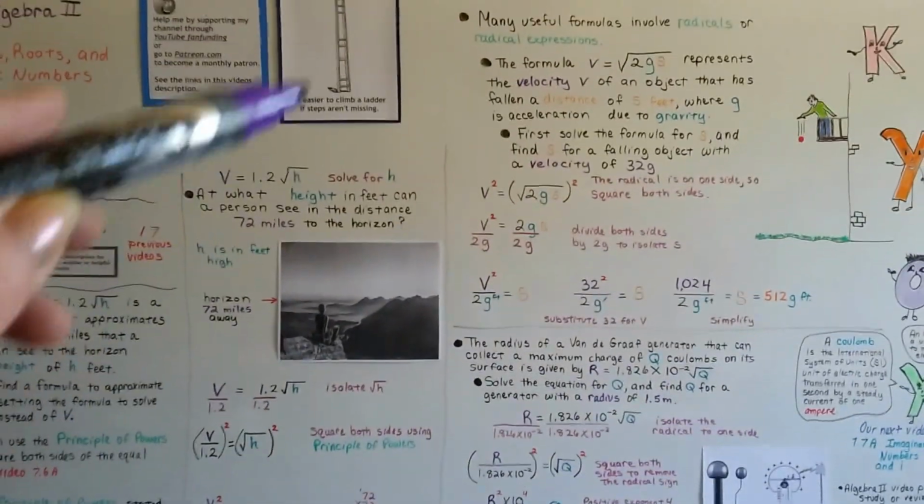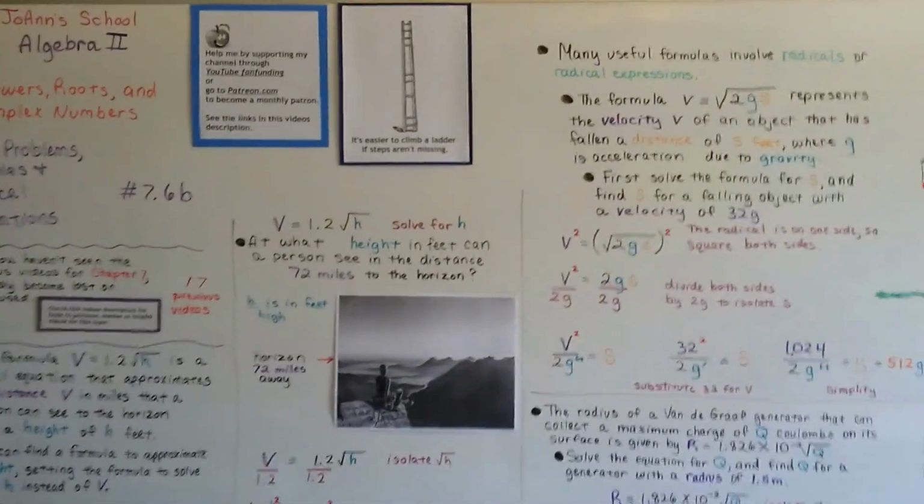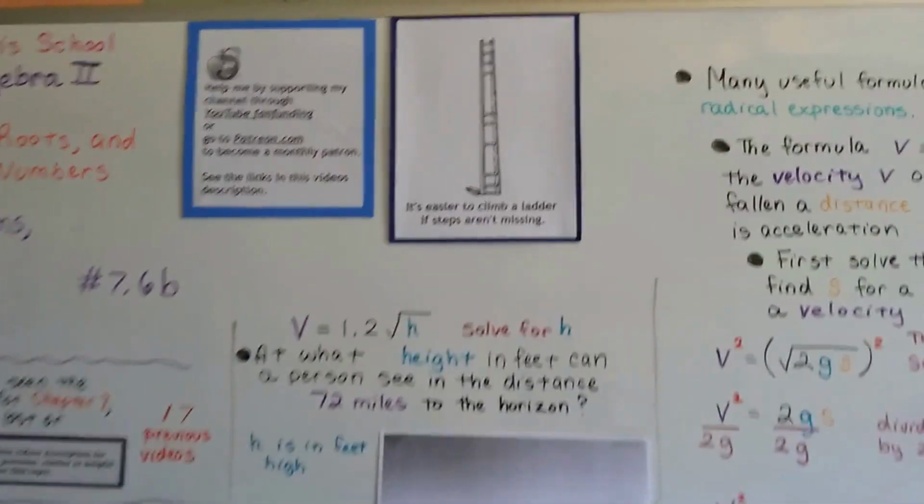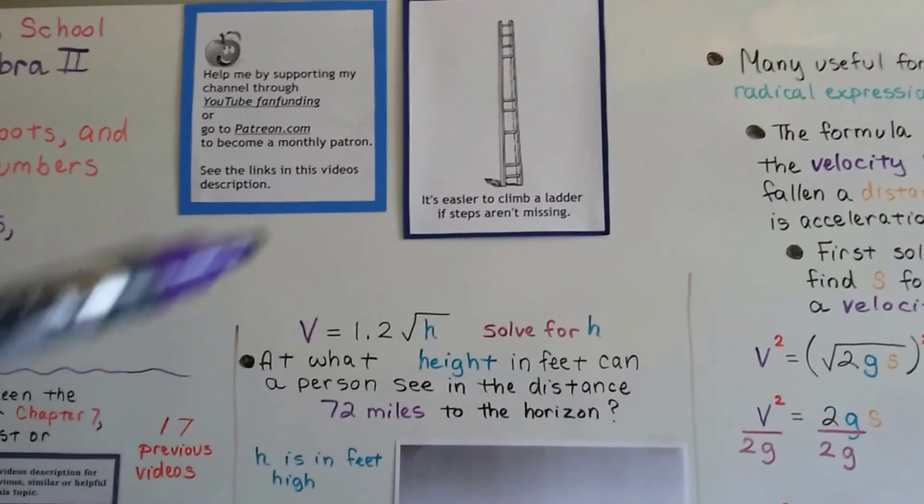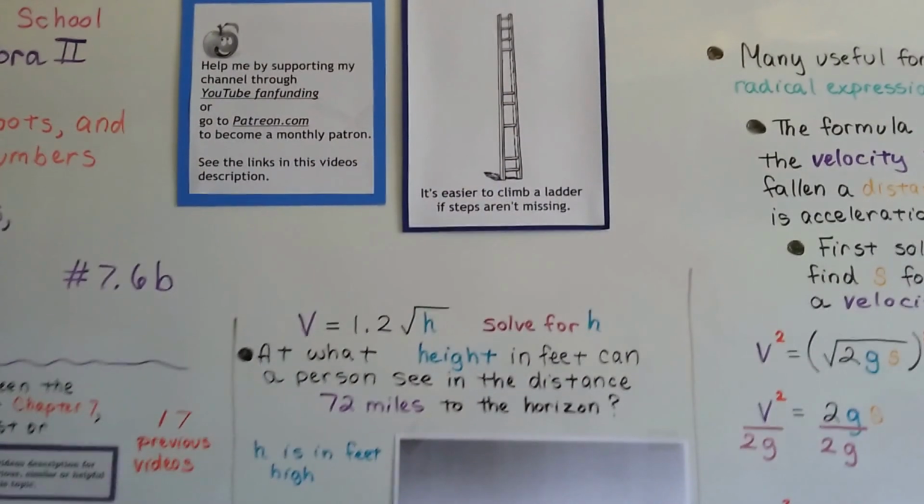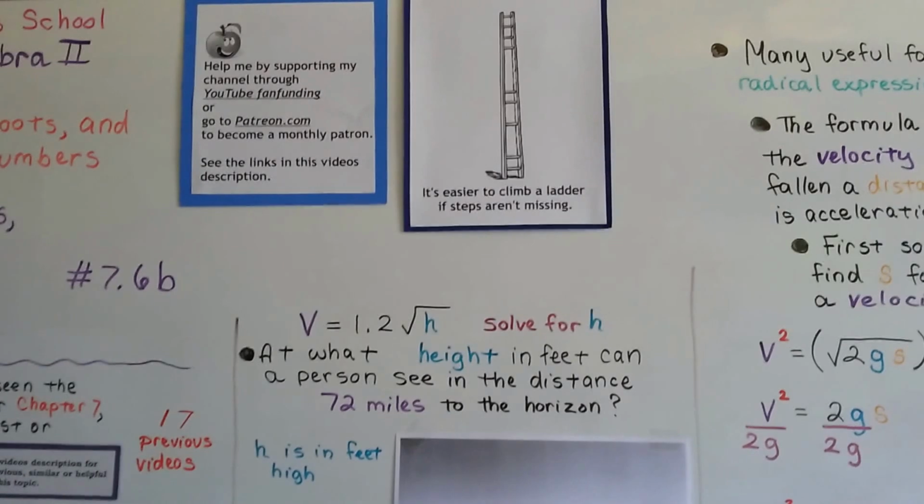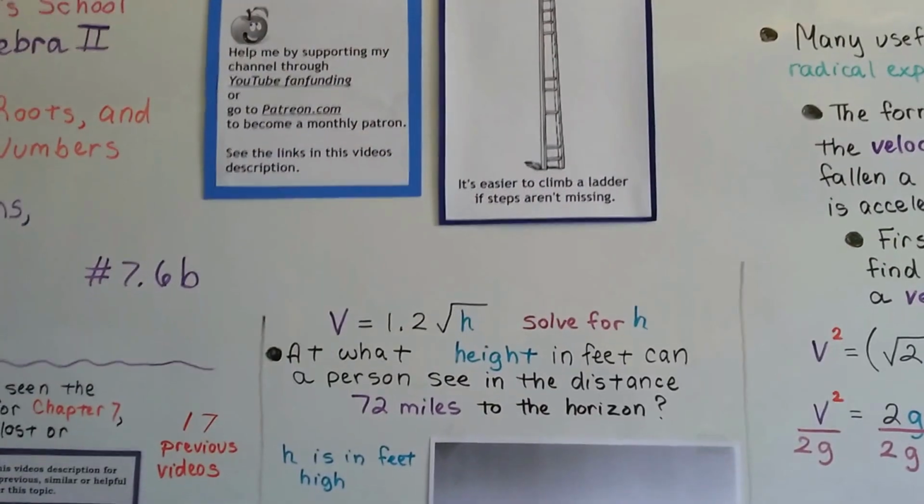And, you know, I've got my little sign here. It says it's easier to climb a ladder if steps aren't missing. So if you've missed some videos, you can still climb that ladder, but it's going to be really rough. It would be very easy if all of the rungs on the ladder were there, wouldn't they be?